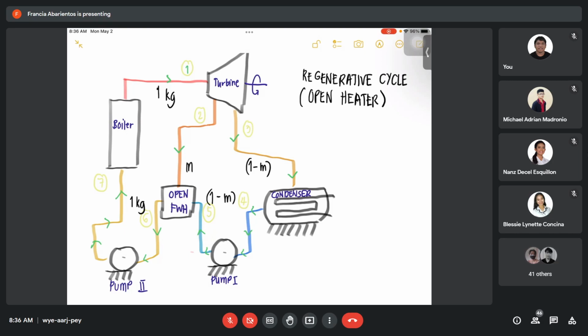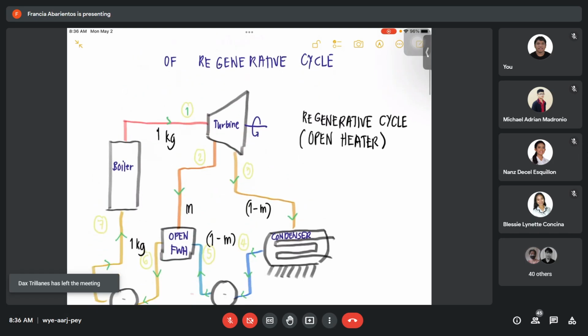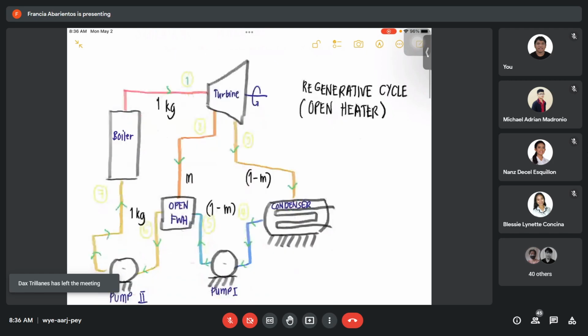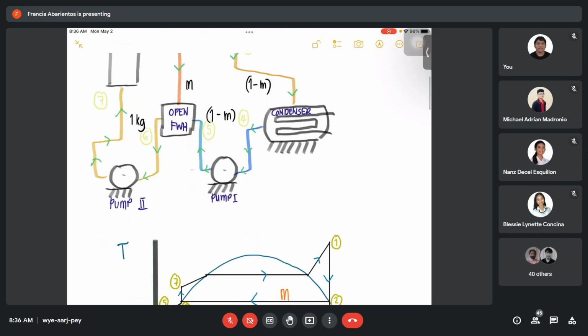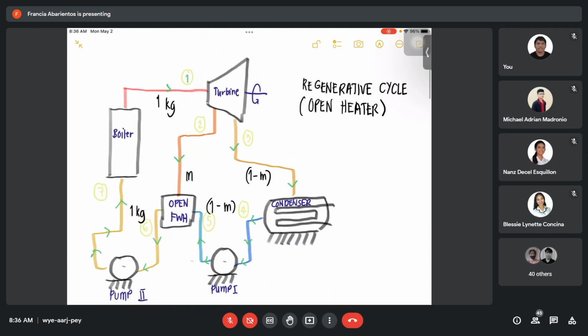Okay. So, bakit nga ba kailangan natin ng regenerative Rankine cycle? Okay. So, we raise the temperature of the liquid leaving the pump. Yan. Itong pump number 2 natin sa figure. So, this is just an example of a regenerative cycle wherein this is an open heater. Take note, open heater. So, yan muna yung pinakita ni ma'am kasi mas madali yung TS diagram ng open heater. Okay. Balik tayo dito sa schematic.